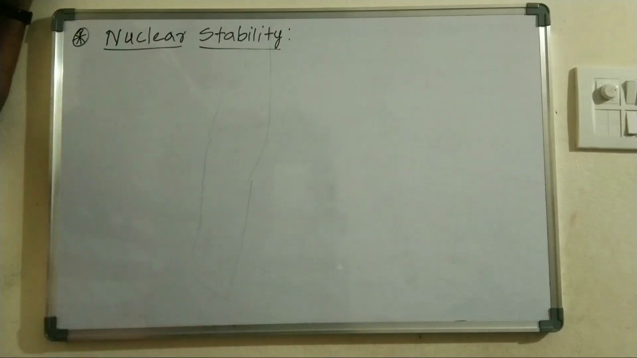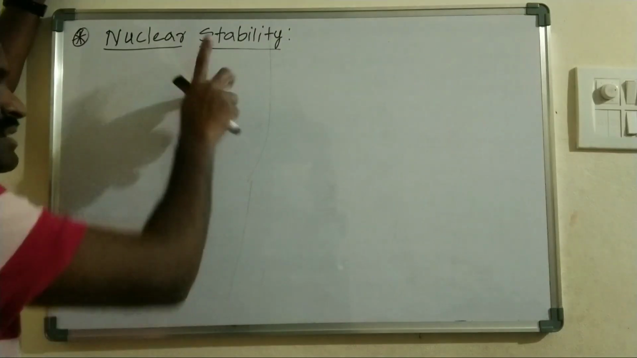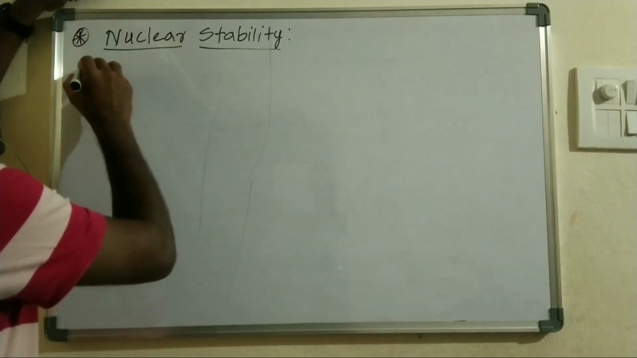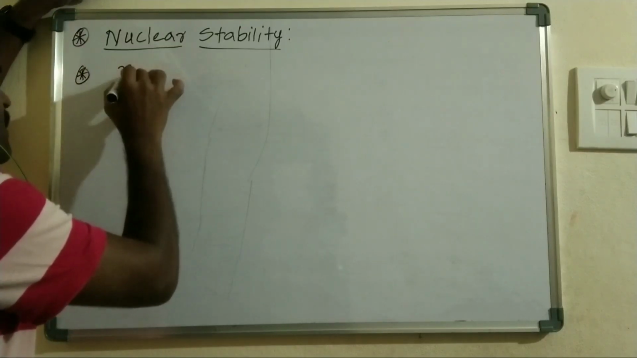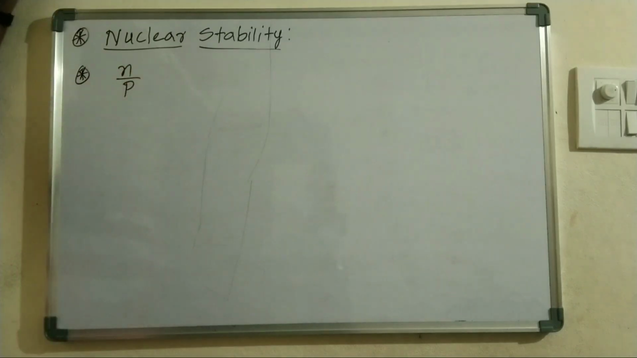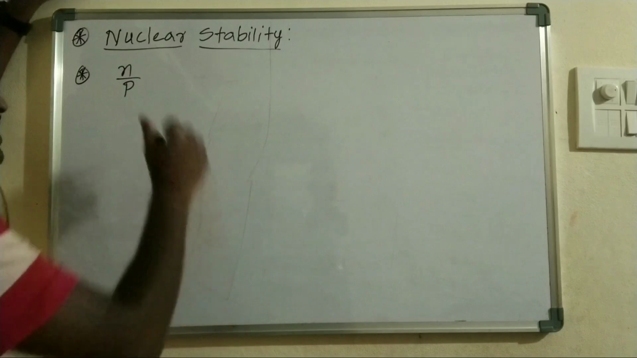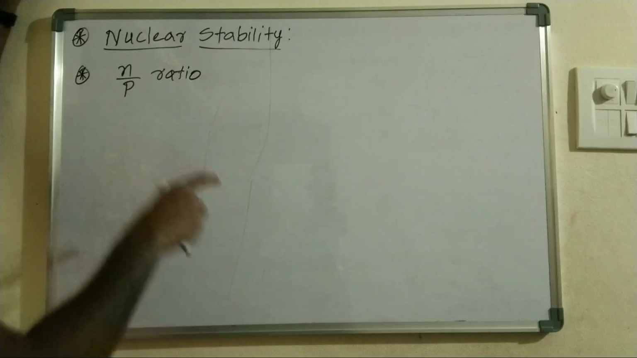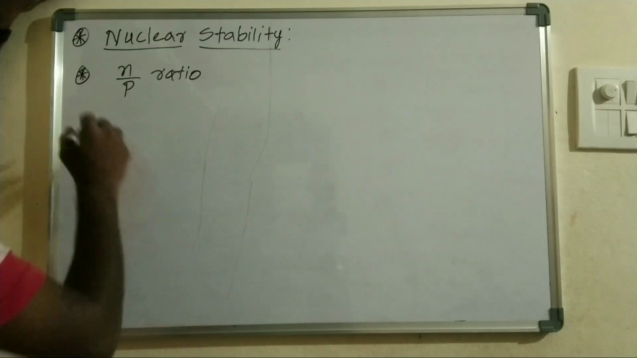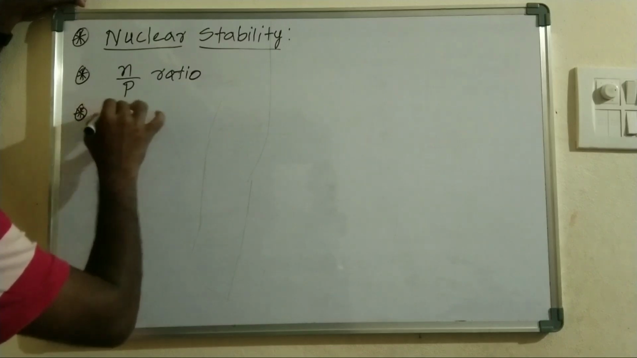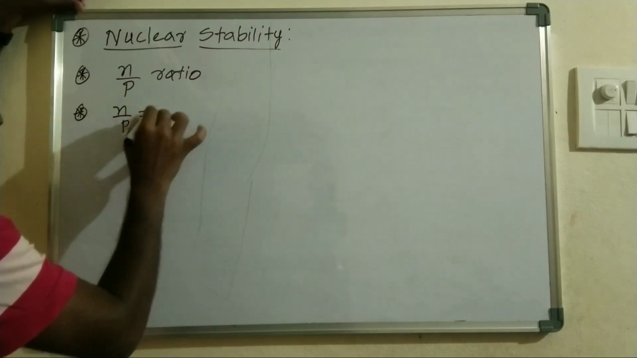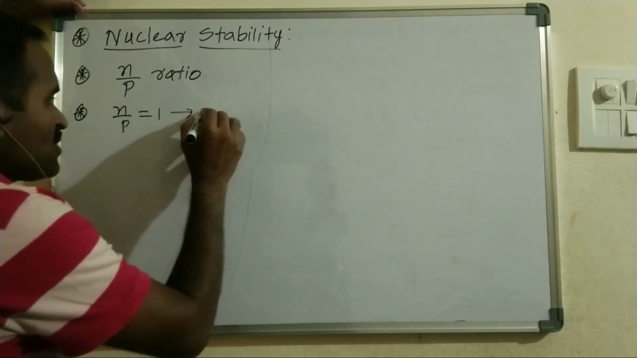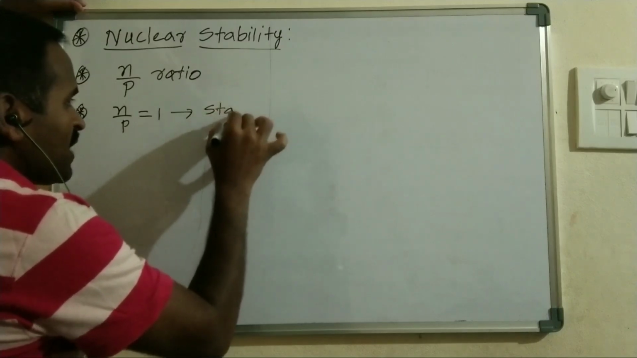Next topic is nuclear stability. Stability of the nucleus can be explained with the ratio between the number of neutrons and the number of protons, and in short form we can call it the n by p ratio. First we will find the n by p ratio of a particular nuclide. If the n by p ratio is equal to 1, then it is going to be a stable one.